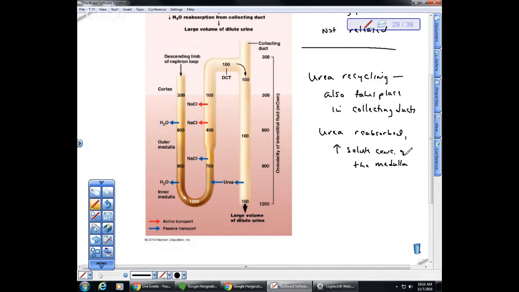Okay, and notice how urea is passive, right? Urea just passively moves across that membrane. So it must be at a higher concentration inside than outside, and so it diffuses with its concentration gradient into the medulla. So we recycle some of that urea.